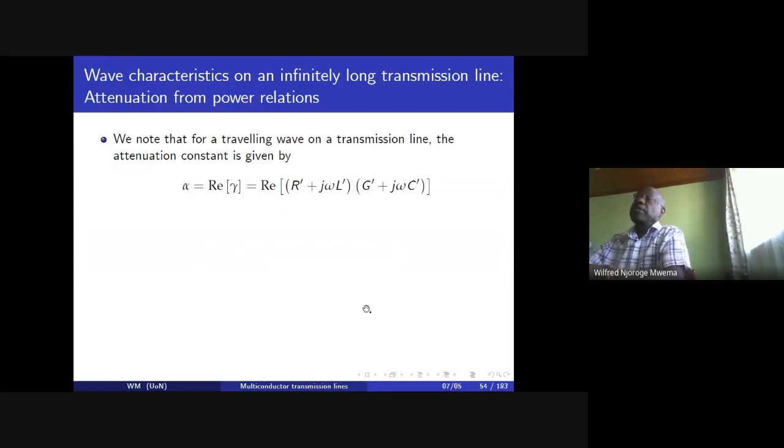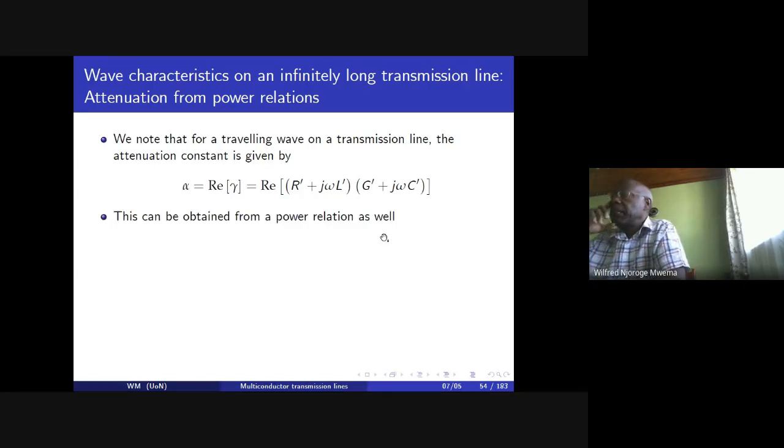So we note that for a traveling wave on a transmission line, the attenuation constant is given by alpha equal to the real part of gamma, and we can say that is the real part of that product. It should be the square root, not just the product as it appears. So we can always put a square root sign there to get the value for gamma. This is an error. I'll correct that.